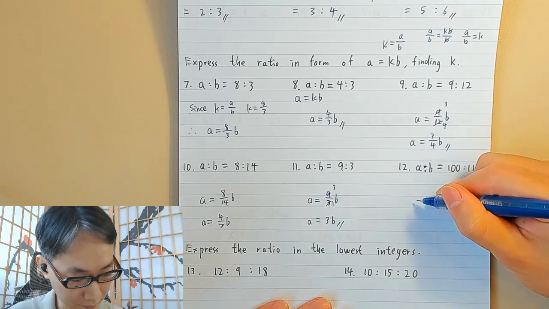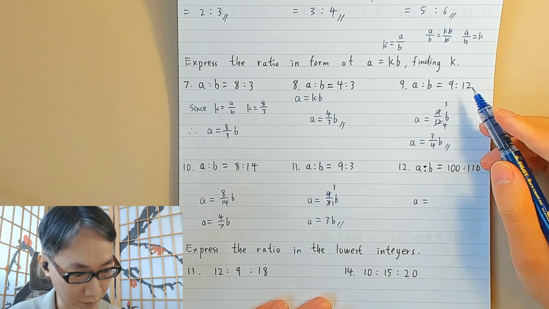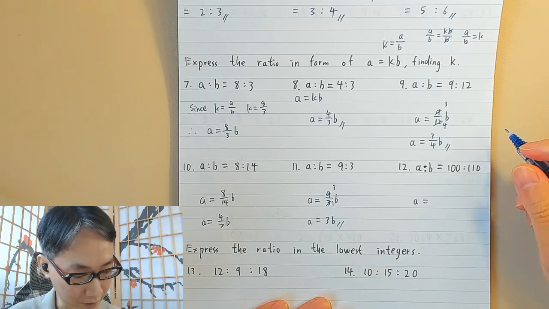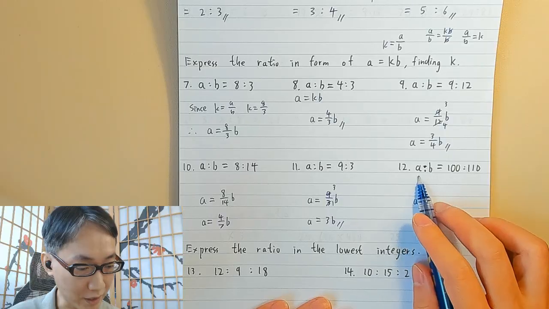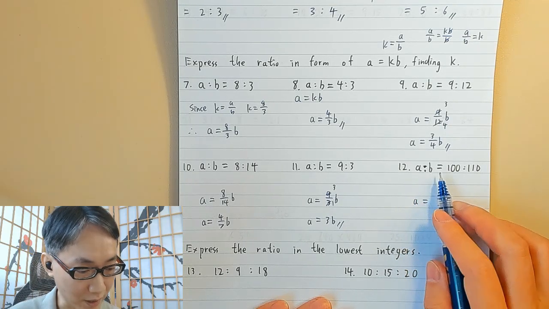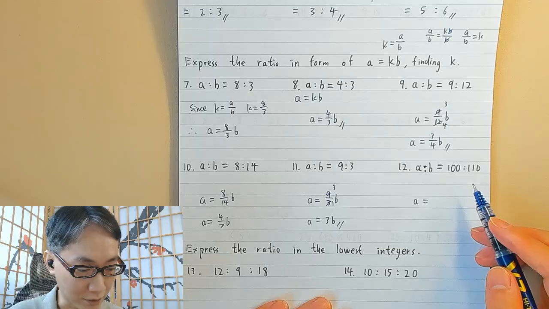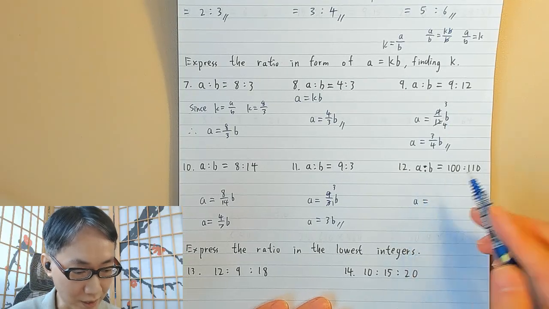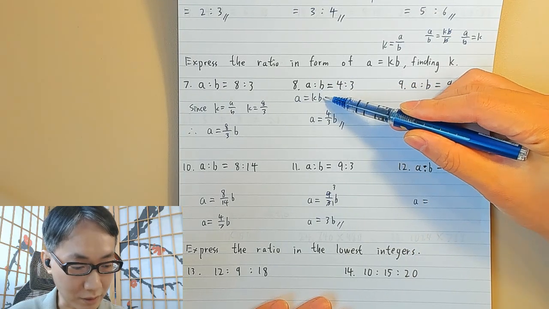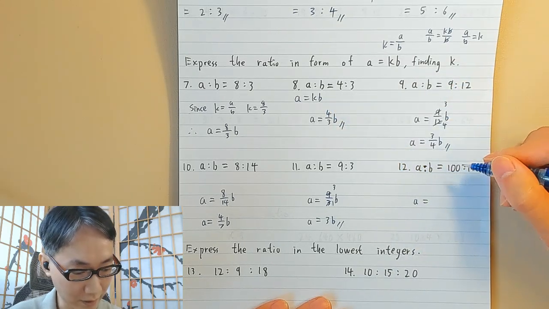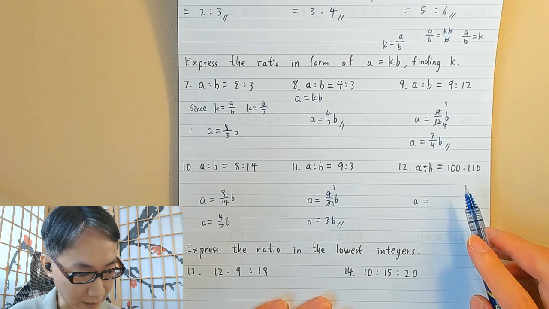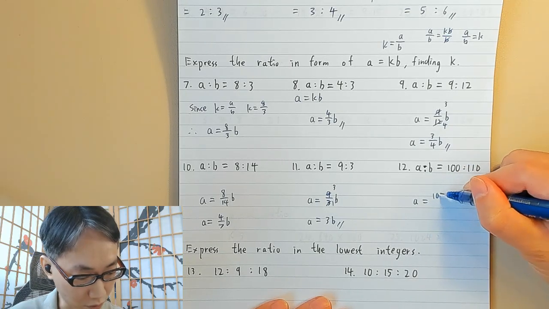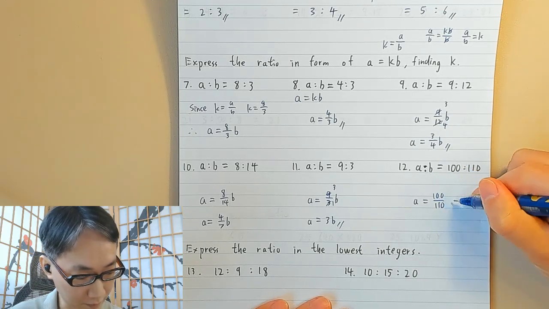Number 12, a equals k over b. It's still true because of the ratio symbol. A to b has the same ratio, so a is directly proportional to b, which means the ratio can be expressed in the equation form of a equals kb. So a equals k over b, 100 over 110 b.